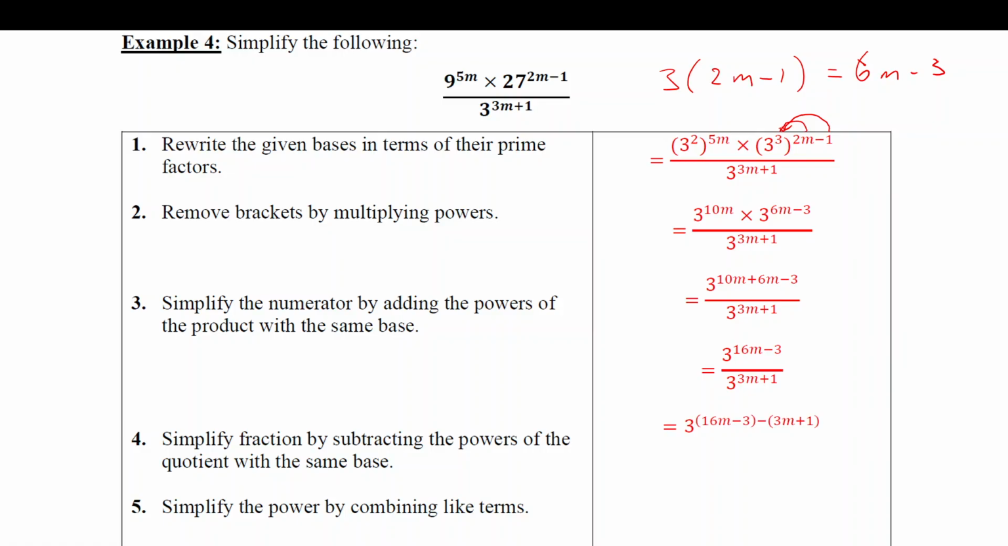And now we can just do the subtractions. Keeping in mind it is 16m minus 3m, negative 3m minus 1. So if we had like double negatives, you would need to do the plus. But in this case, we don't.